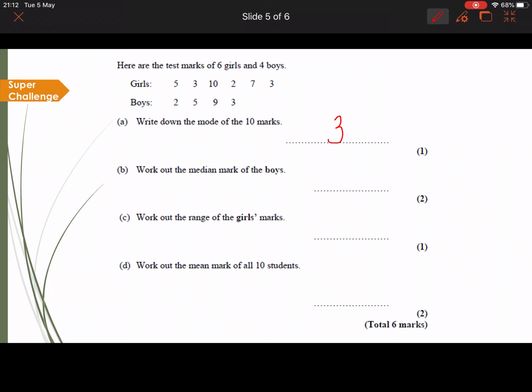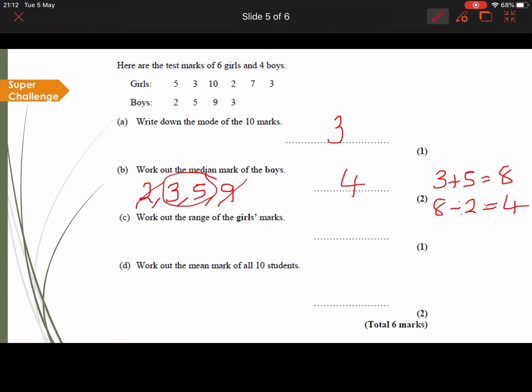Question B asks you to work out the median mark of the boys. Now that requires me to put the boys' marks in order from the smallest to the biggest. So there's a 2, there's a 3, there's a 5, and there's a 9. And if I cross off from the ends until I get the middle, I can find the median by adding my two numbers together and then dividing by 2. And I can see that the median mark for the boys is 4.